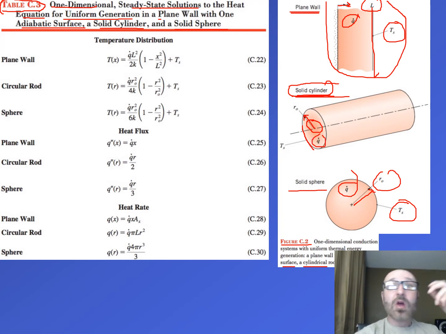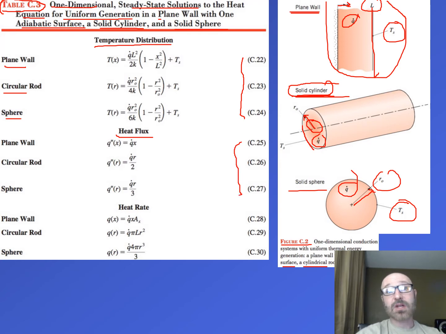So with that, we can see for each of these, the plane wall, circular rod, and circular sphere, for those solid ones, we have our general equations for temperature distribution in C22 through C24. We have our heat flux general equations, C25 through C27, and we have the heat rate equations in C28 through C30. If we look at these, they're simplified down now. So just take a look at the temperature distribution for a plane wall.